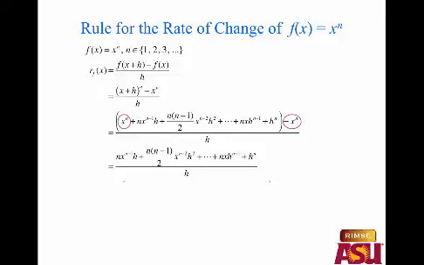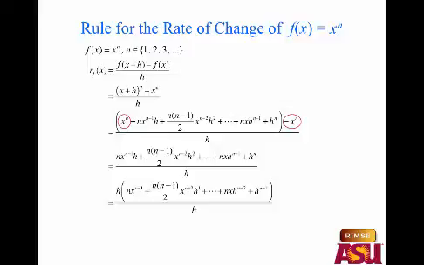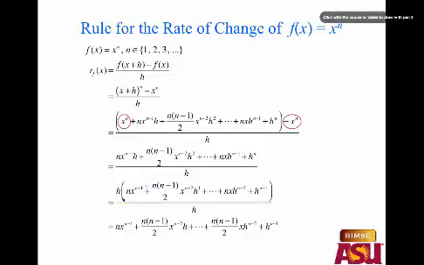What's true about every one of those terms? They have an h, so we can factor out the h. All I'm doing is pulling a single h out of all those. Then h over h is 1, and what we're left with is everything in that parentheses rewritten.